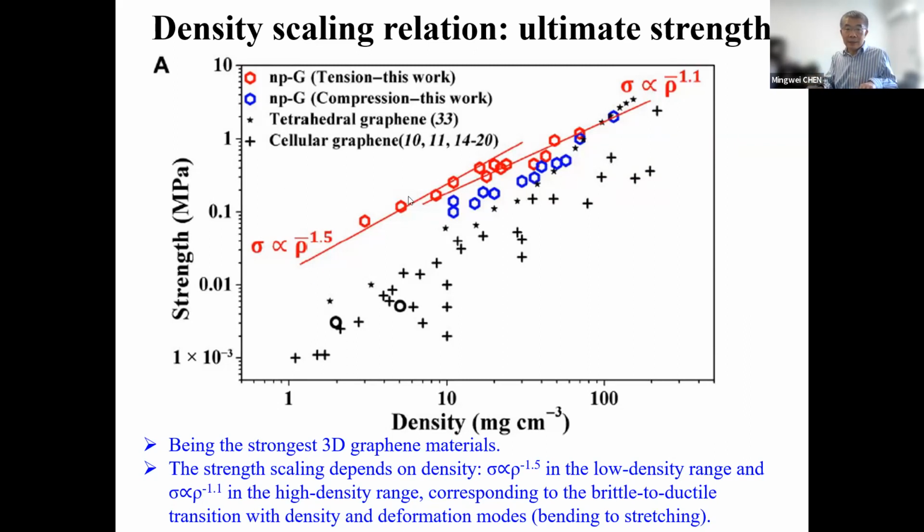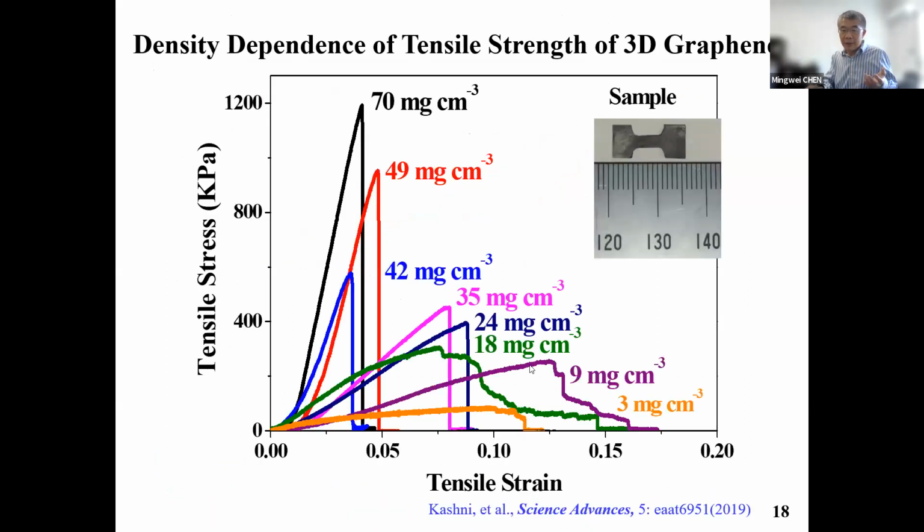But when you go to the low density region, you're going to see the exponent is basically 1.5. People know this value means the deformation is more likely by bending. Bending is definitely more flexible. So that means when we change the density, the deformation mode for the 3D graphene changes from bending-dominant deformation at low density to stretching-dominant deformation at high density. This is consistent with what we saw. We can call this the ductile to brittle transition.